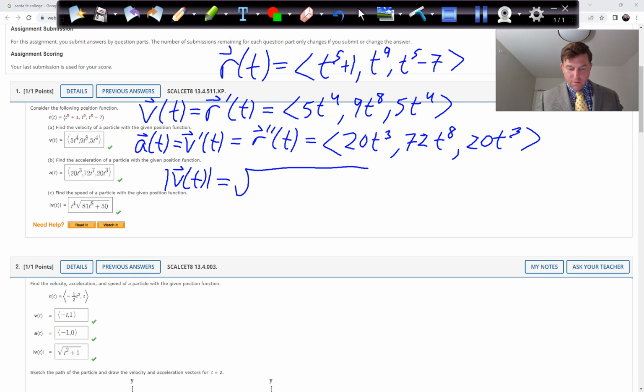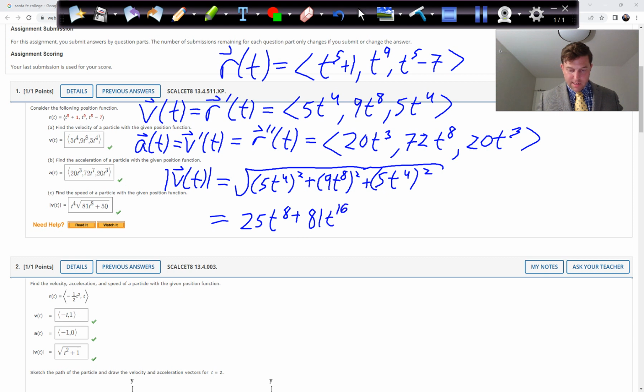Now the magnitude of the velocity is going to be the square root of each of these terms squared. So it's 5t^4 squared plus 9t^8 squared plus 5t^4 squared. That's going to equal 25t to the 8th plus 81t to the 16, double that power, plus 25t to the 8th.